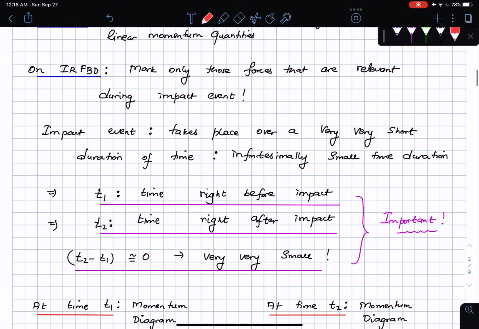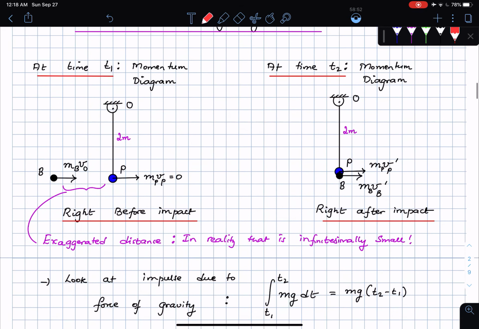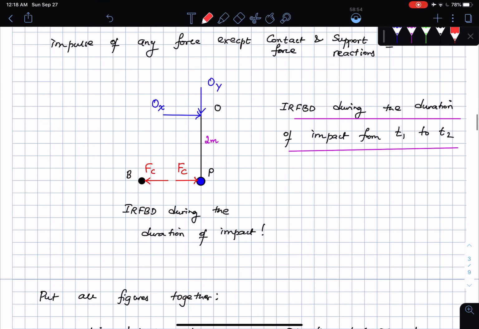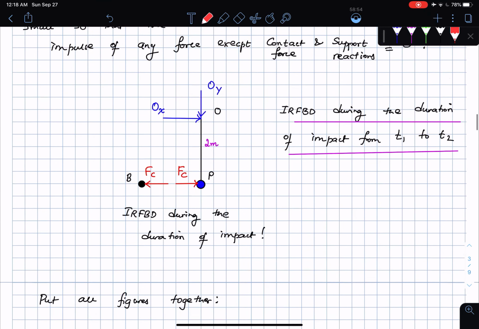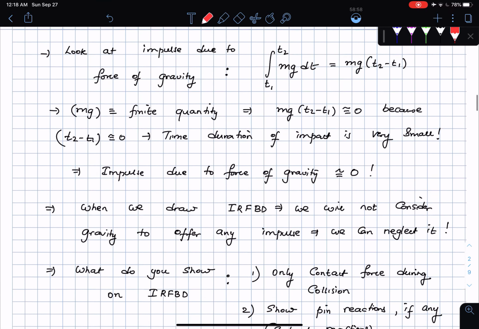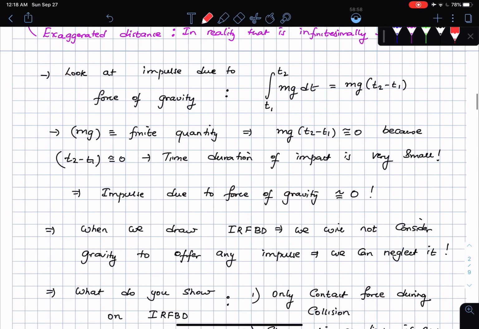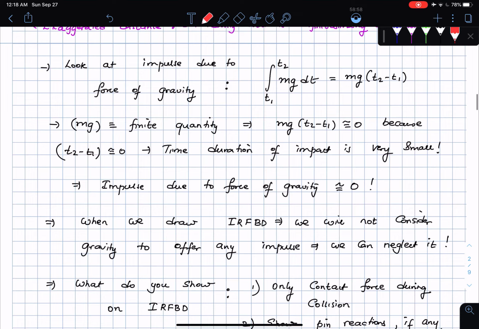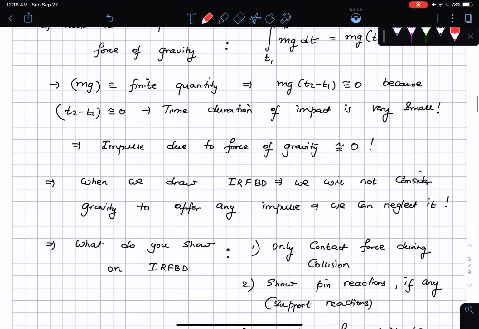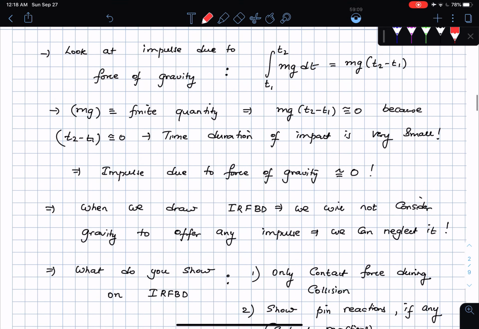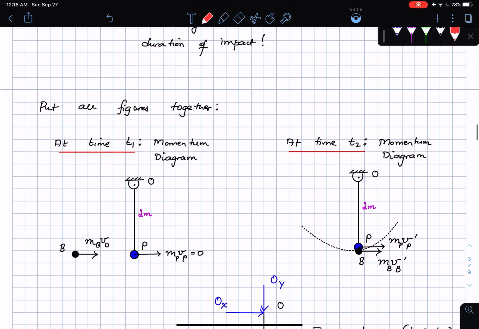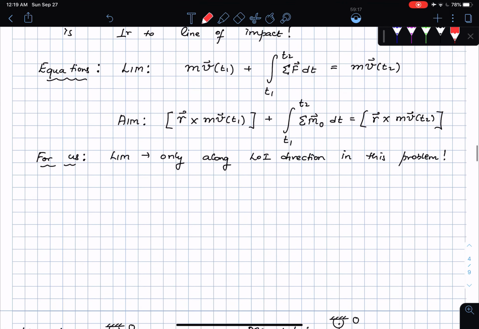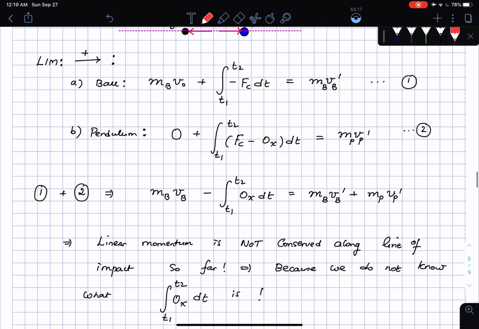Making use of both of these, I come across figures called the momentum diagram and the impact relevant free body diagram. We showed that a force like gravity or any other applied force is not going to have any effect on the impact relevant free body diagram, because its impulse is pretty small or negligible. Once you do that, you get the velocity right after impact by making use of the linear impulse momentum and angular impulse momentum equations.